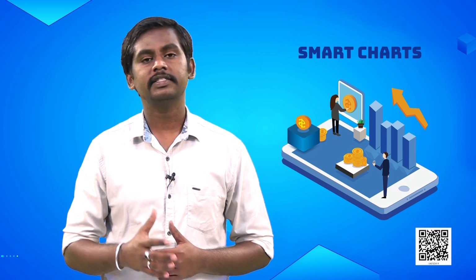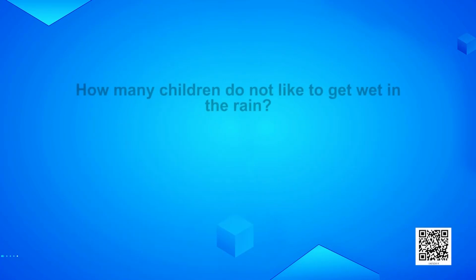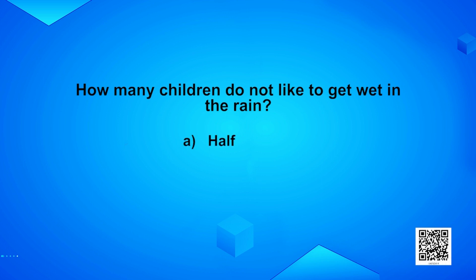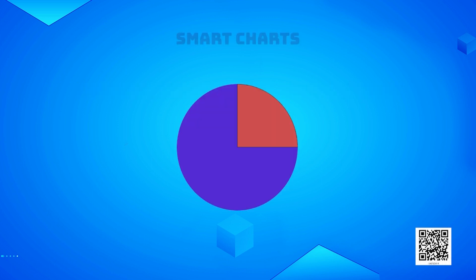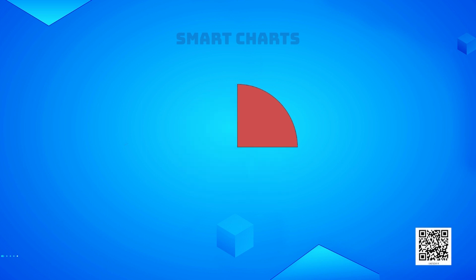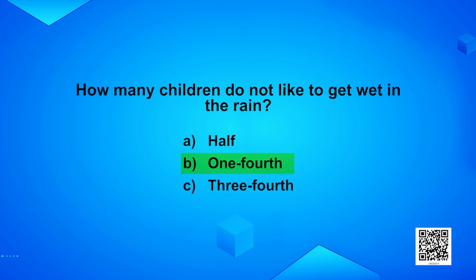Similarly, can you answer the second question? How many children do not like to get wet in rain? Option A, half. Option B, 1/4. Option C, 3/4. Yes, 1/4 of the students do not like to get wet in rain. Therefore, option B is the correct answer.